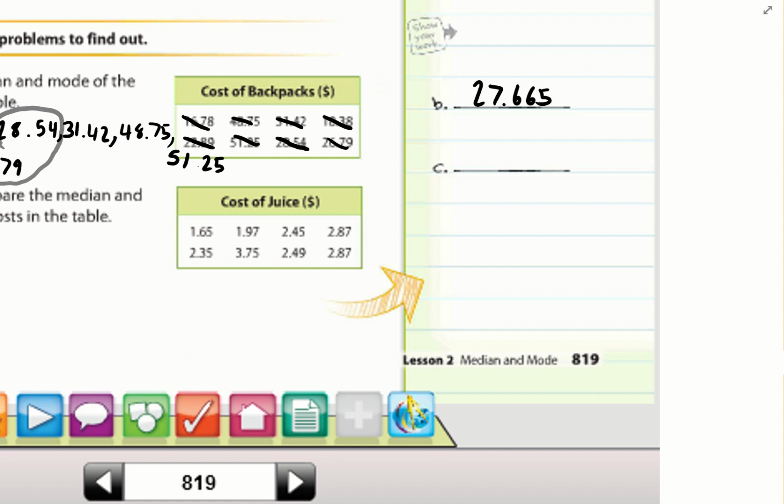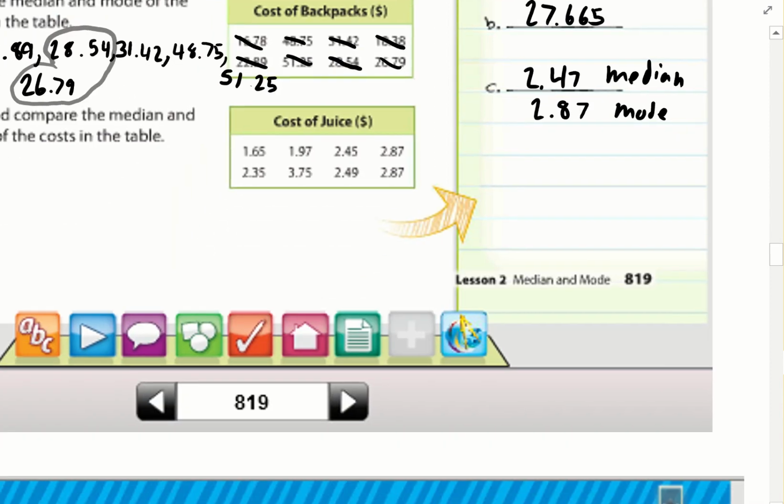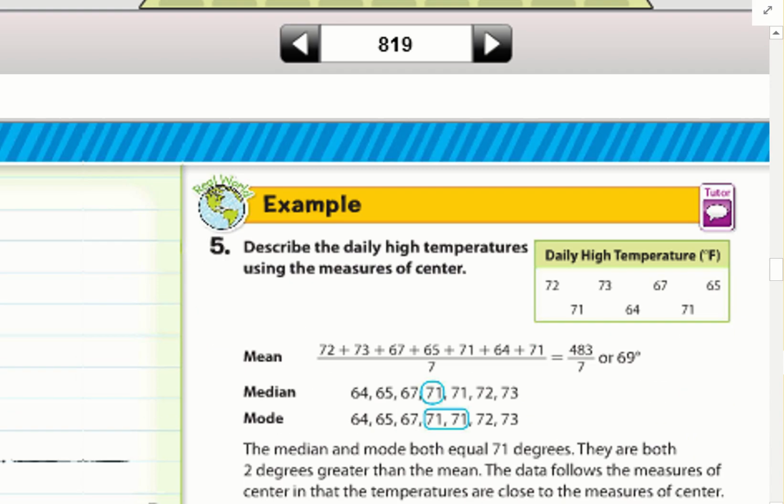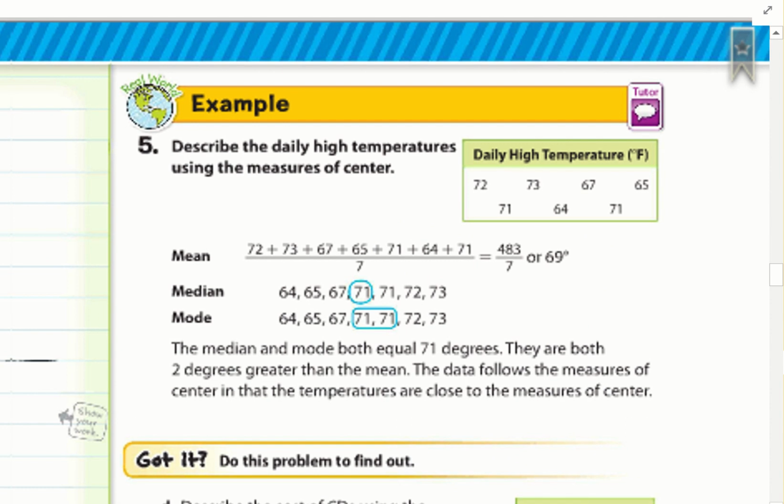And for C, the median is $2.47, and my mode is going to be $2.87. If you're going to compare your median and your mode, my mode is 40 cents higher. And moving on to example 5.